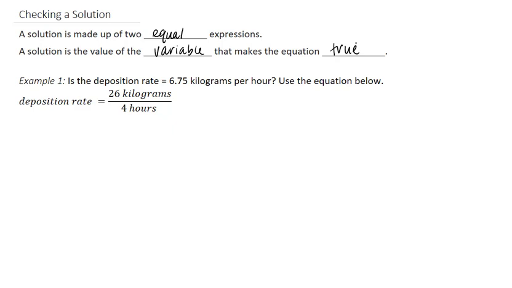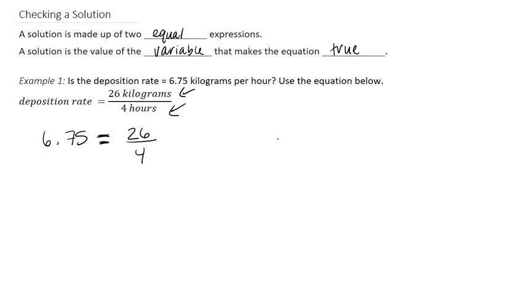Is the deposition rate equal to 6.75 kilograms per hour? We're going to use the equation below. So this shows that we have 26 kilograms of weld that's done in 4 hours. So what we need to do is to see, is this correct? Are these two equal to each other? As in, what's on the left is equal to 26 divided by 4.